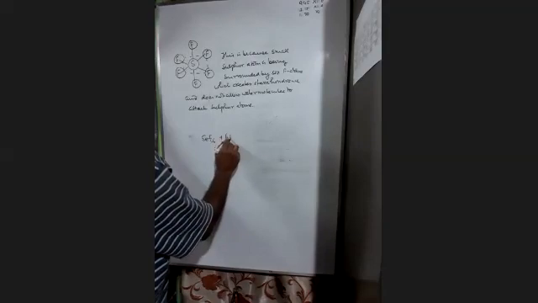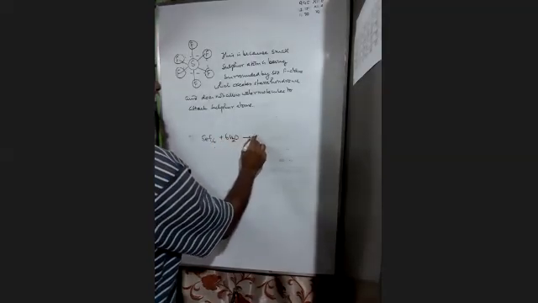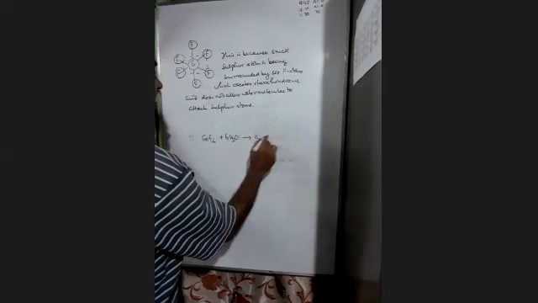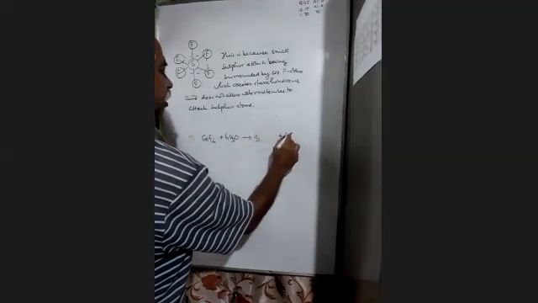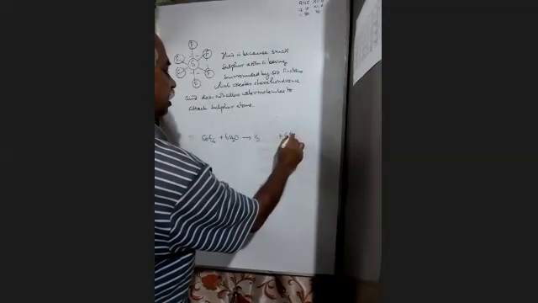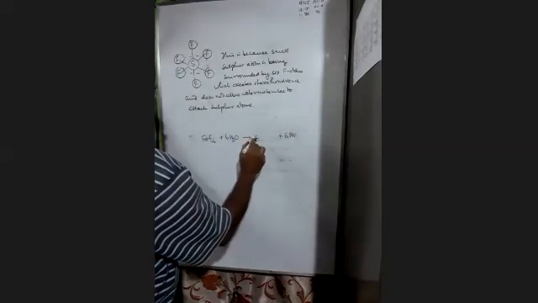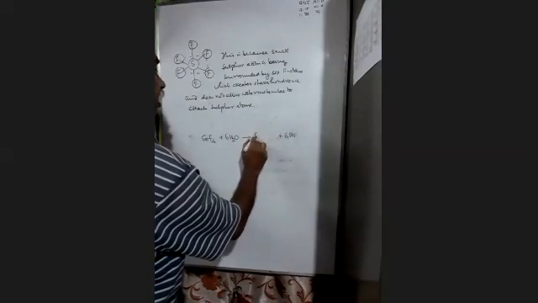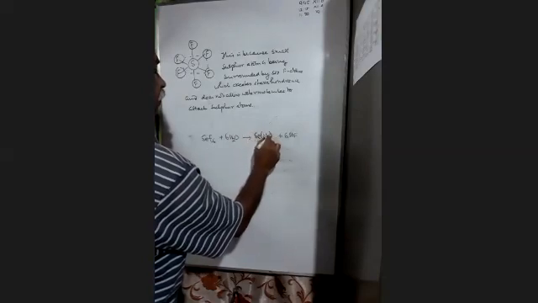So if you have added water here, it will give you 6 HF, and it will give you H2SeO3 with 6 HF, because of the larger size.